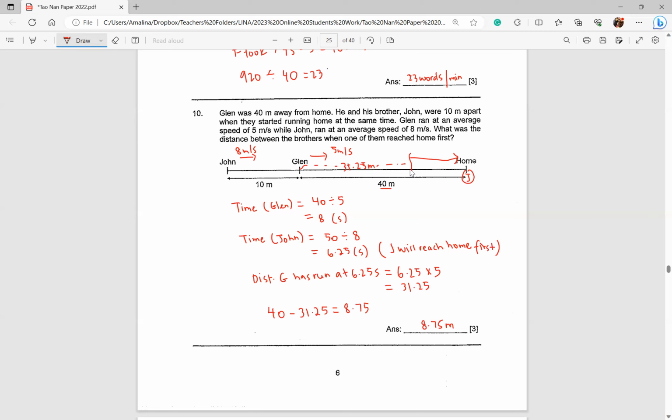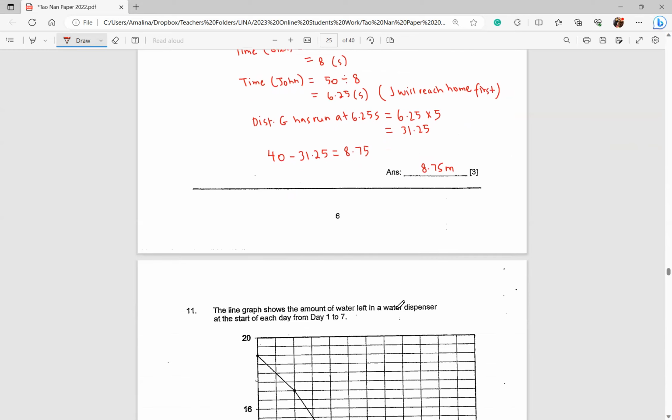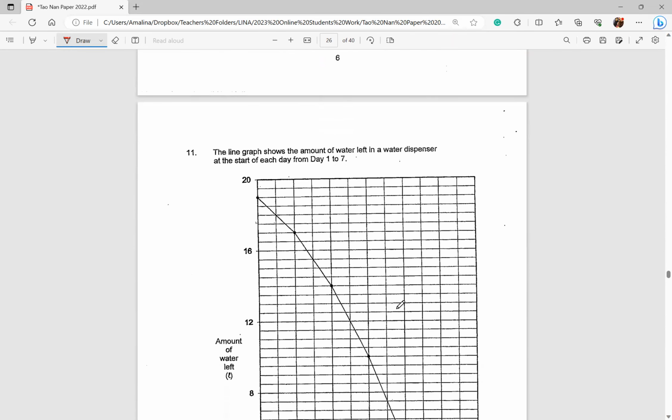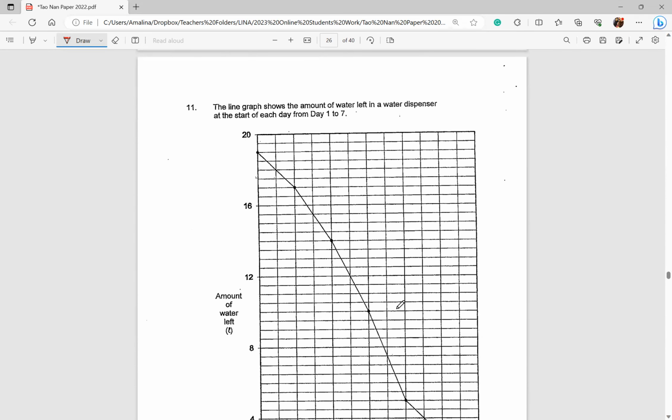Okay, let's move on to question 11. Question 11 shows a line graph. The line graph shows the amount of water left in the water dispenser at the start of each day from day 1 to 7. So please be very careful. This one is showing your line graph and it's at the start of each day, because you might get confused with the questions later on.